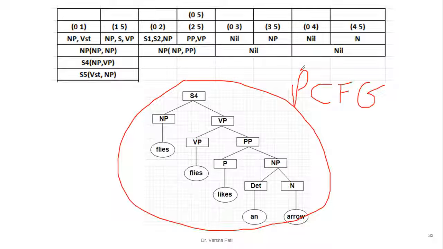So in the next video I am going to explain the PCFG, the probabilistic context free grammar bottom up parser, in which we can calculate the probability of each parse tree and decide which parse tree is more probable. So the drawback of multiple parse trees is overcome in PCFG, to select the best parse tree. So I am going to explain that in my next video.